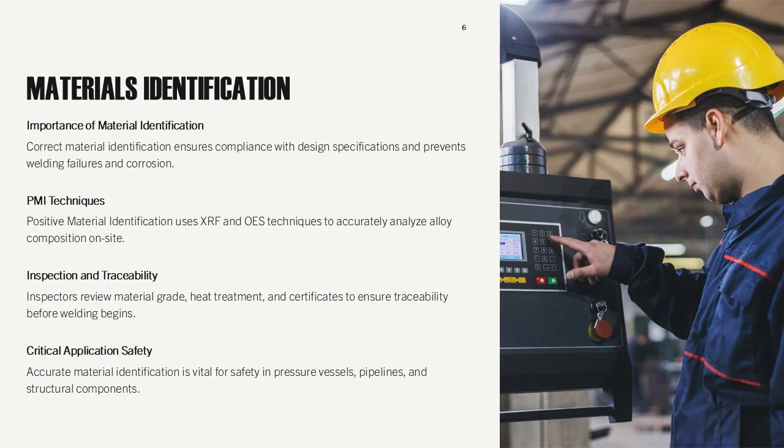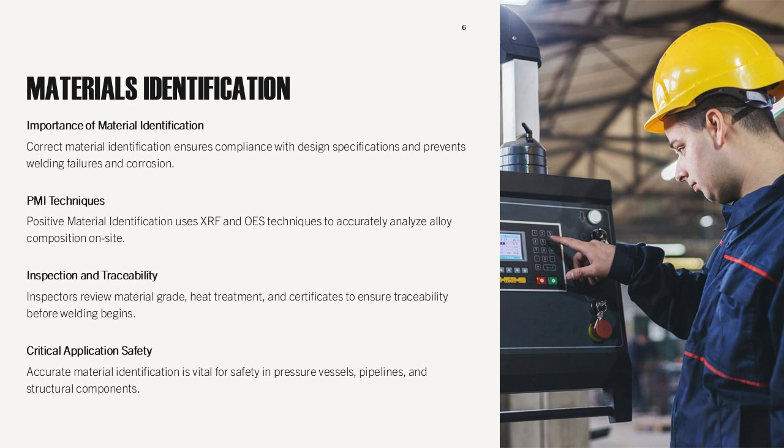Materials identification is a crucial step in welding inspection to ensure that the correct materials are used according to design specifications. API 577 outlines methods such as positive material identification or PMI, which uses techniques like X-ray fluorescence or XRF or optical emission spectroscopy or OES to verify alloy composition. Proper material identification prevents issues like mismatched metals, which can lead to corrosion, cracking, or failure under service conditions. Inspectors must confirm material grade, heat treatment condition, and traceability before welding begins.